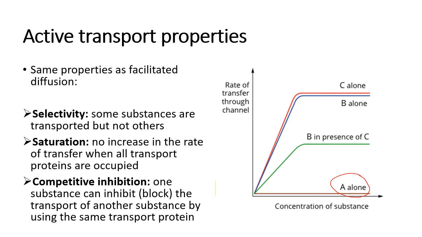Lastly, we have competitive inhibition. So one substance can inhibit or block the transport of another substance by using the same transport protein. We can see this for B in the presence of C. So when C is present, there is a lower rate of transfer for B due to this competitive inhibition of transfer.